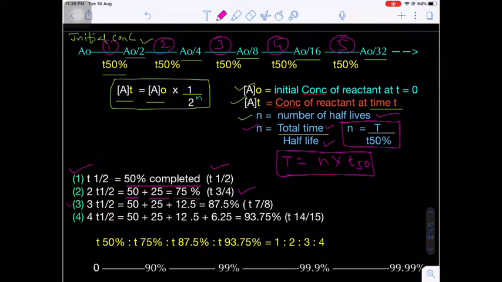Next, come to the third half-life. In the first half-life, 50% of 100. In the second half-life, 50% of the 50, that is 25. In the third half-life, 50% of the 25, that is 12.5. Total how much gets completed? 87.5% gets completed, which is known as 7/8 of the reaction getting completed. Are you getting my point? Now come to next here.